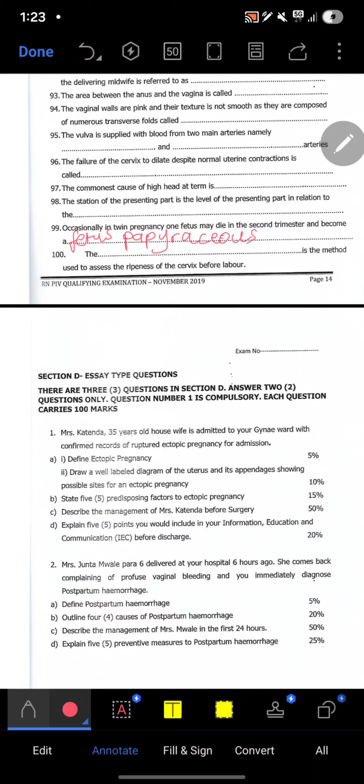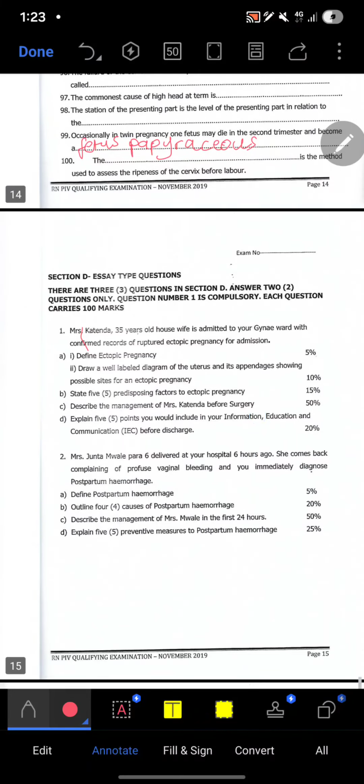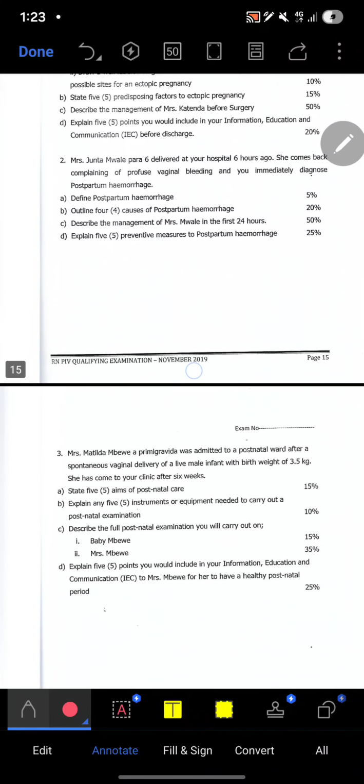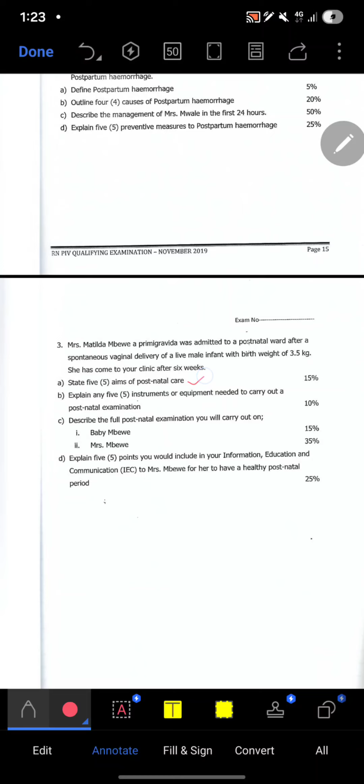The last question, 100, says, the dash is the method used to assess the ripeness of the cervix before labor. The answer is Bishop's score. So this paper for November 2019 had essays to do with ectopic pregnancy, the other essay to do with postpartum hemorrhage, and the third essay to do with postnatal care. So this is where we end today. Till next time, goodbye.